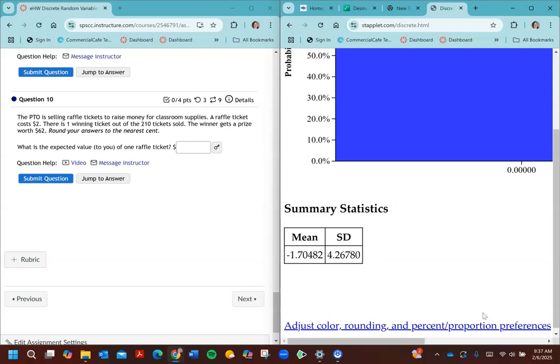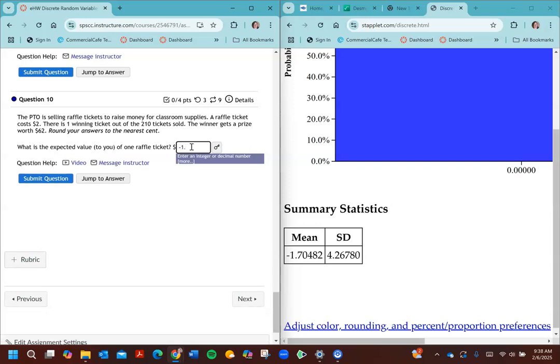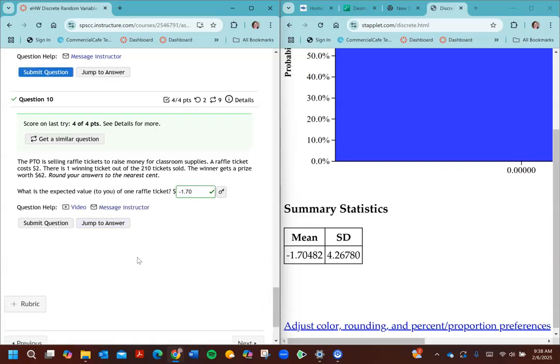I'm not asked for standard deviation in this problem, just the mean, and they want it rounded to the nearest cent. So I'm going to put in negative. So make sure you have that negative. So that's a loss on average of $1.70 per game. And that's what expected value is.